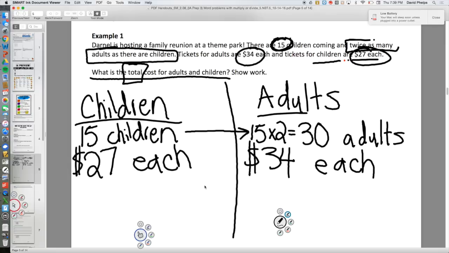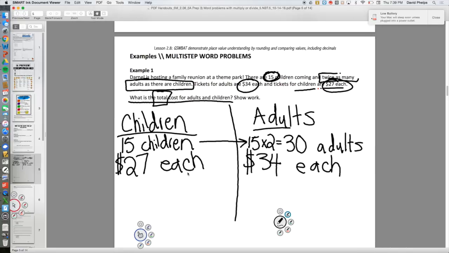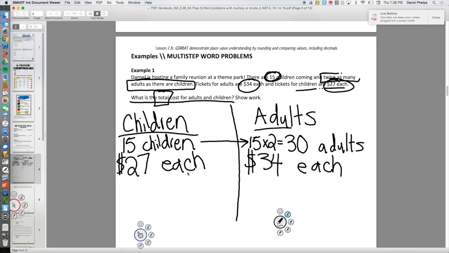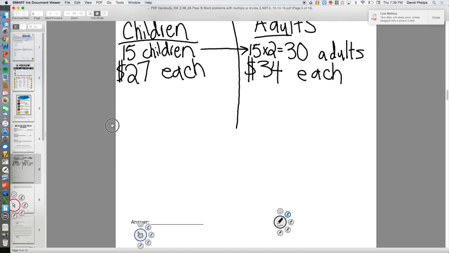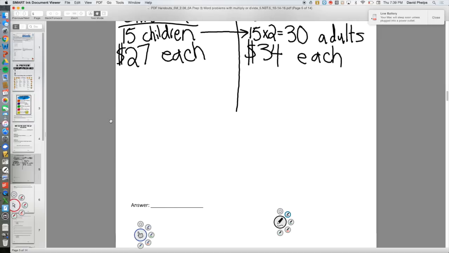All right, and it asks to find the total cost. Well, before we can find the total cost, we've got to figure out what the cost is for the children, then what the cost is for the adults. Then we'll add them together. So for children, we should use multiplication, because it's $27 each, and there's 15 different kids. So that's like 15 groups of 27. So there's 15 times 27. Work that on your own. See if you can solve it before me. Go.